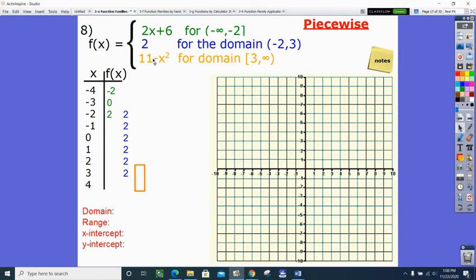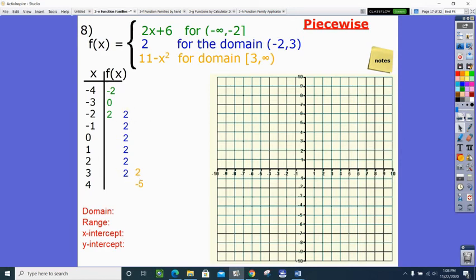So take 11 minus 3 squared. 3 squared is 9, and 11 minus 9 is 2. And if I put the 4 in, it would be 16, and 11 minus 16 is -5. And basically, I start coming over and I start plotting my points. But remember, that we're going to have an open circle. But notice they join up.